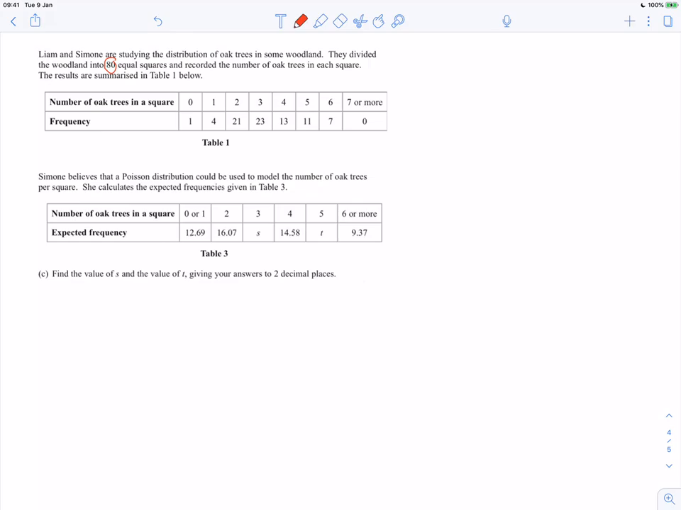Now the problem with this is we think Simone is distributing this by a Poisson distribution with some lambda, but we have no idea what that lambda is. But fortunately, we've got enough information from this table. Now, this 0 or 1 stuff isn't particularly useful, and neither is this 6 or more, but the fact we've got these two values means we've got enough information.